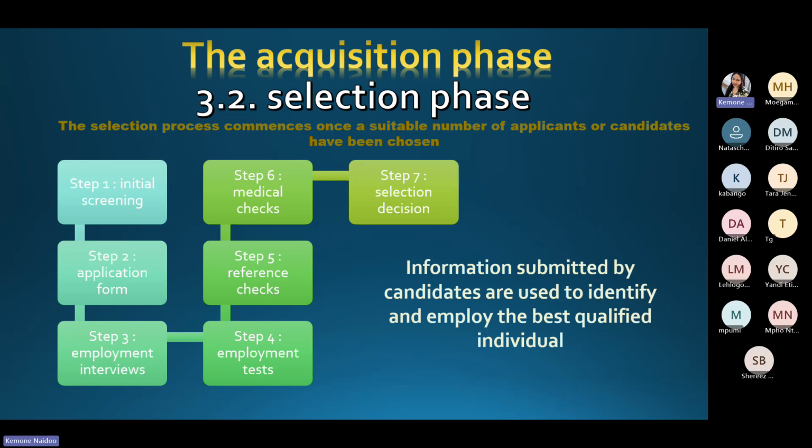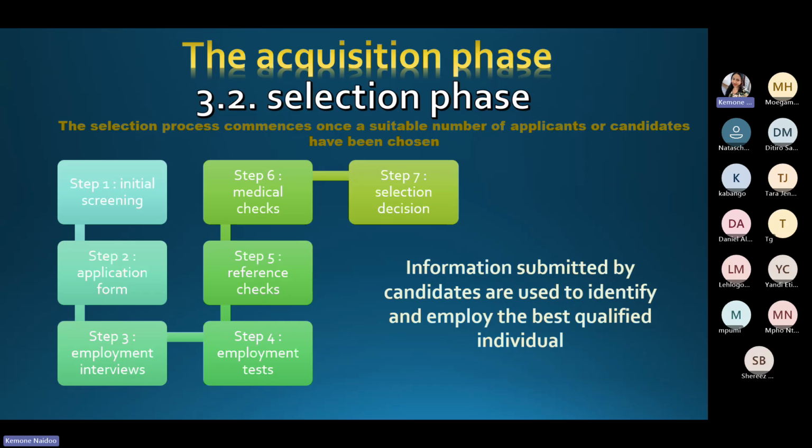So once we have done this recruitment phase, we move on to a selection phase. Now, the selection phase means that the company is now ready to choose an applicable candidate or individual. We follow these 7 steps when we are in the selection phase. We start with our initial screening. So remember, potential employees have now submitted an application of some sort, or they will be sending in their CVs or just letters of interest, those kinds of things.